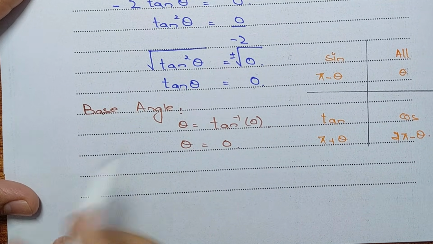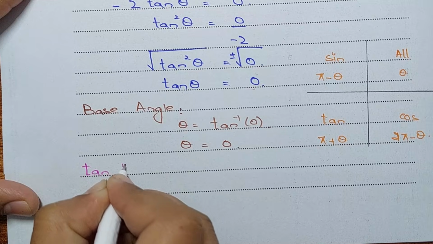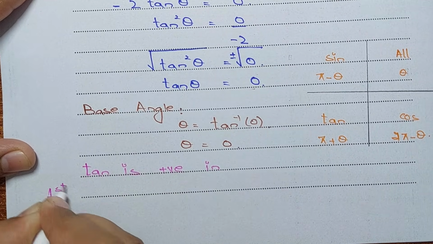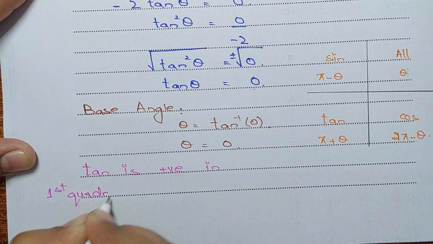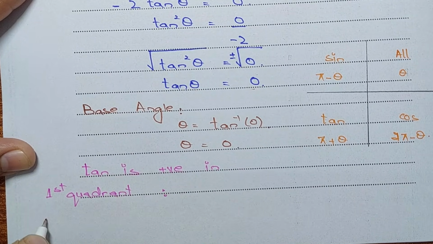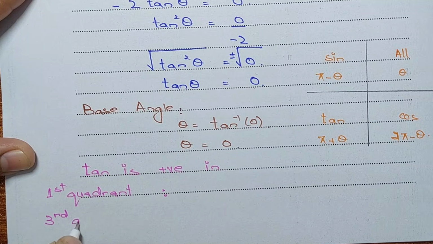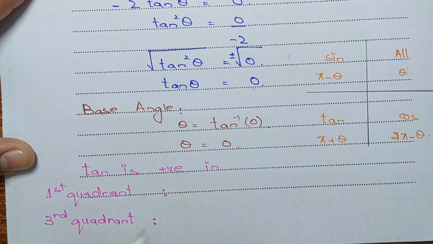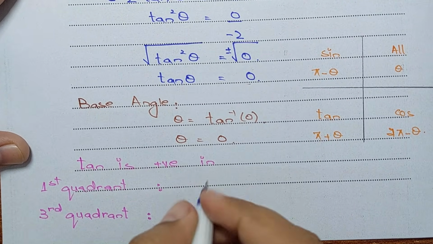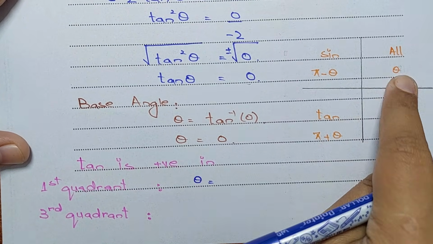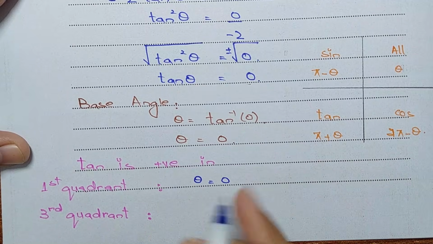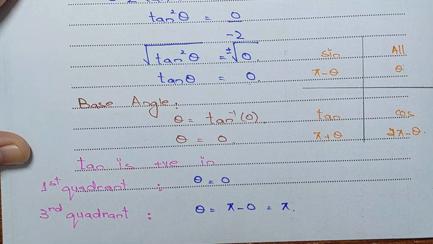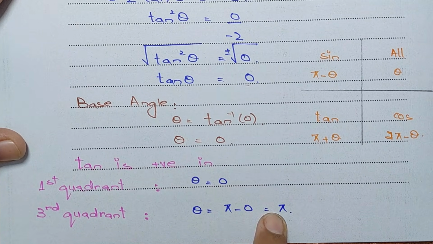So we can say that tan is positive in the first quadrant and it is also positive in the third quadrant. What is the value for the first quadrant? For the first quadrant, theta is the base angle, which is 0. And for the third quadrant, theta is pi plus the base angle, which is just pi. So here we have two solutions, 0 or pi.